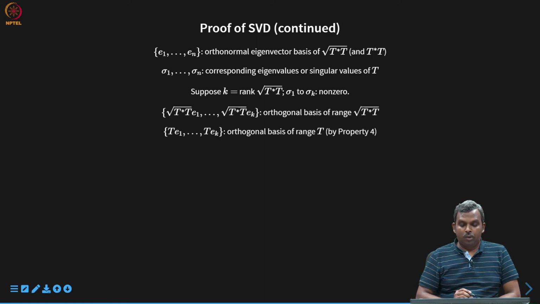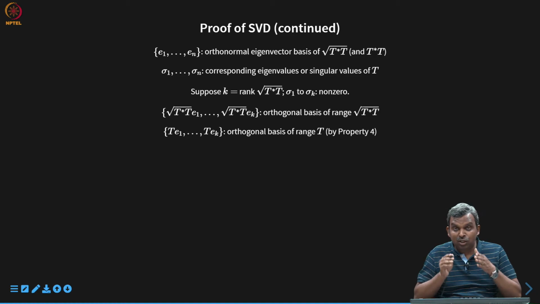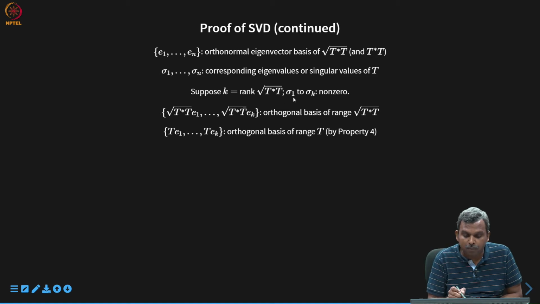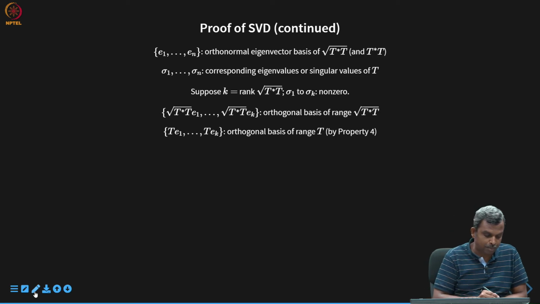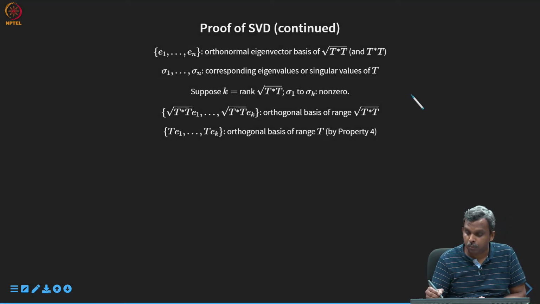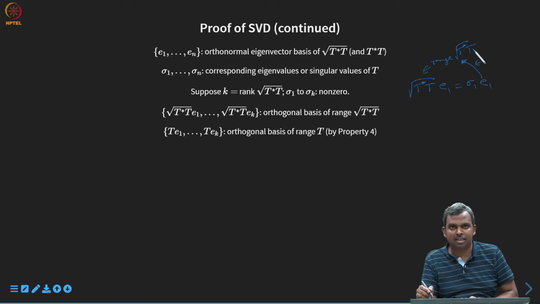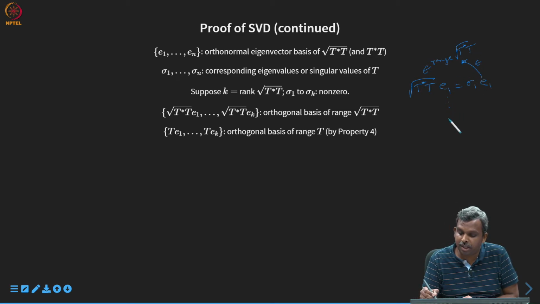Now we will move on to the connection between the range of square root T star T and E1, E2, ..., En. Remember, E1 through Ek are eigenvectors of square root T star T. So maybe I should write this out. Square root T star T times E1, for instance, is sigma 1 times E1. So this clearly belongs to the range of square root T star T. So E1 also belongs to the range of square root T star T. That is quite easy to see. And this will be true all the way till Ek. The same thing is true.